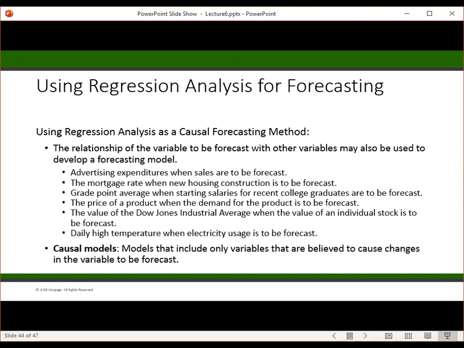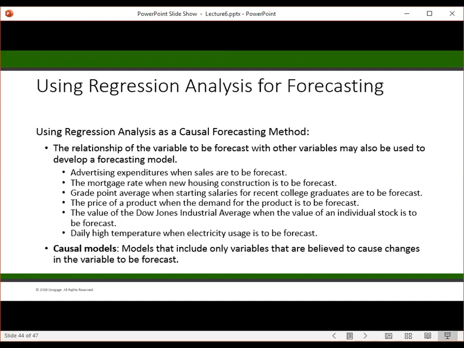So that might be one approach for using it as a causal forecasting method. Another approach we could take is to do a control study. So we have a control group, an experimental group. We apply the treatment to the experimental group. In other words, we vary the independent variable with one group, we don't with the other. We see what the differences are. So that's another approach we could take if we wanted to make a causal model.